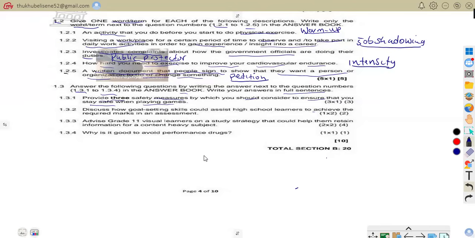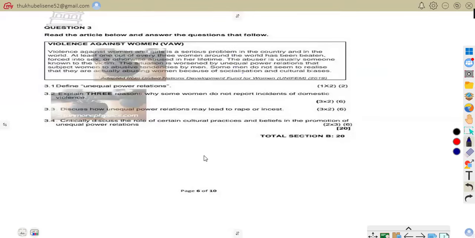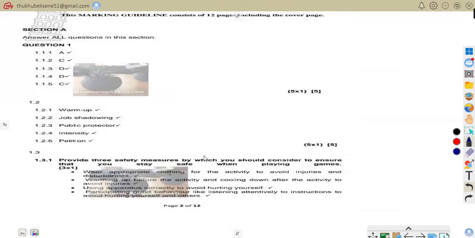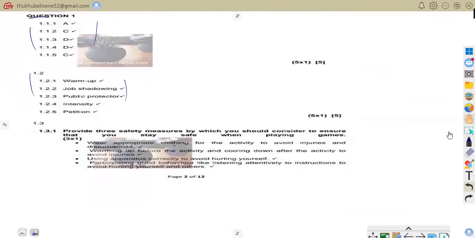So we have answers for those questions, and then let us be on those answers. You can see these ones are the answers for question 1, and 1.2, already we have talked about them. So now we are on 1.3, where you know very well that we are asked to provide 3 safety measures to ensure that you stay safe when you are playing a game.